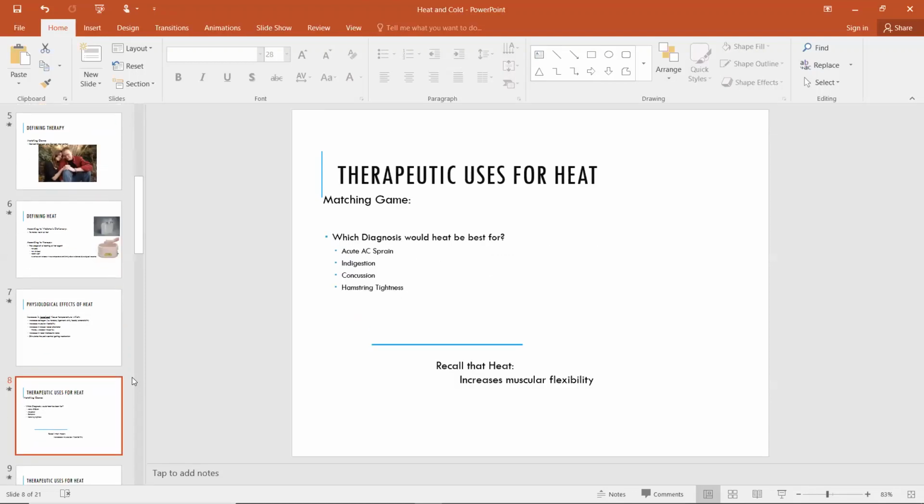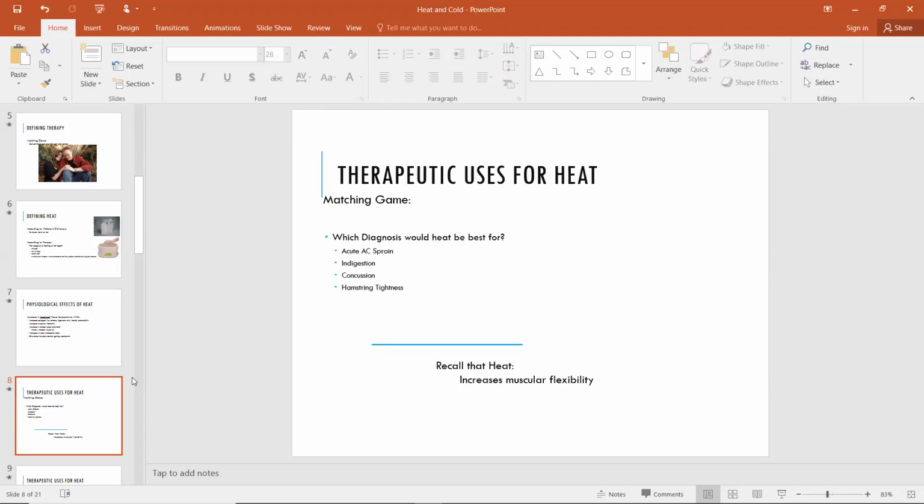So, therapy uses goes back to the matching game. Which diagnosis would be best for heat? Are we thinking acute ankle sprain, acute AC sprain, indigestion, concussion, or hamstring tightness? Do any of these strike you as needing increased muscular flexibility that we could use heat to help with? Hamstring tightness.